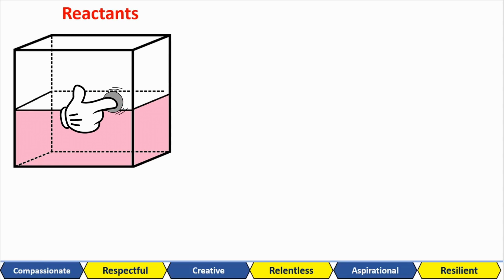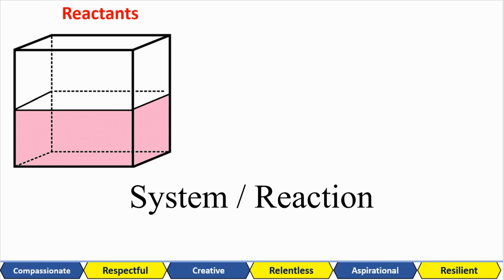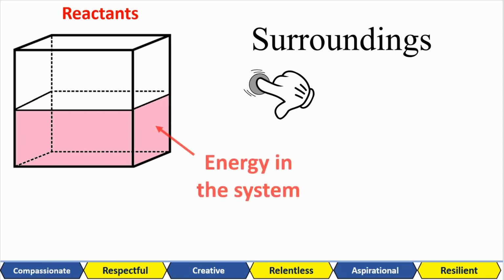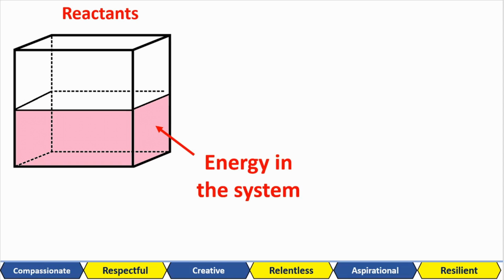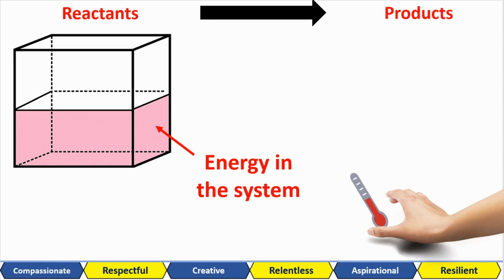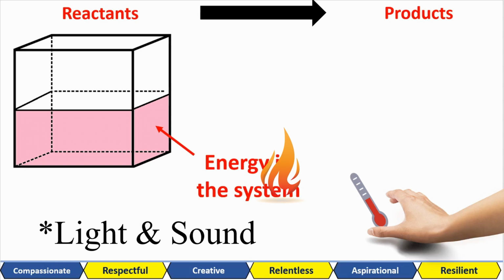Imagine that this box is the system and everything outside of the box is the surrounding. The pink substance inside the box is representing the energy in the system, okay? This chemical energy is the energy in the coal and oxygen before they're reacted. So this is the energy in the reactants. Now, when the reactants turn into the products, the surroundings gain thermal energy and also light and heat energy. But let's just focus on the heat energy, okay?